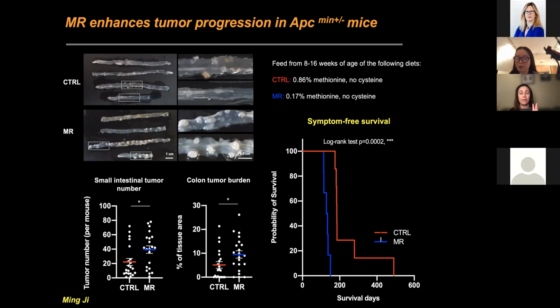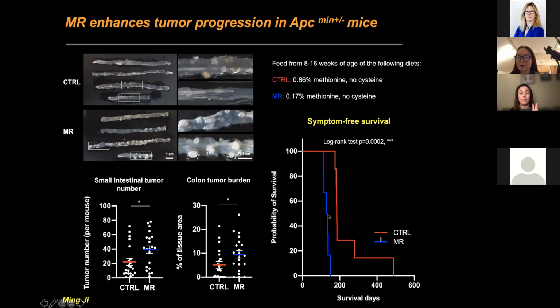On the regular control diet, the symptom-free survival of the APC min mice has a median lifespan of about 180 days, that is about 6 months. However, methionine restriction dramatically shortened their median lifespan to about 4 months.